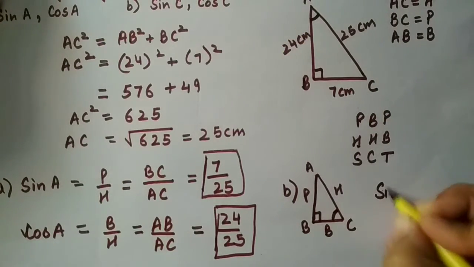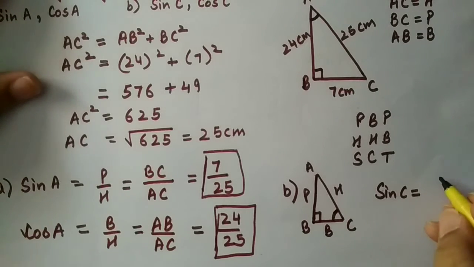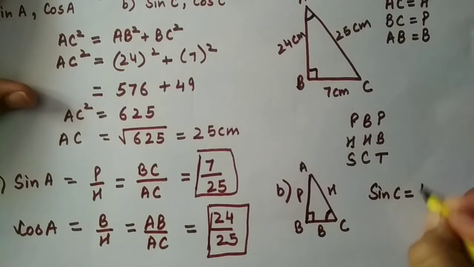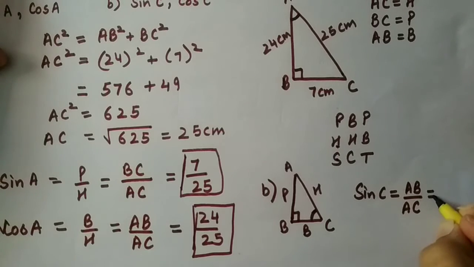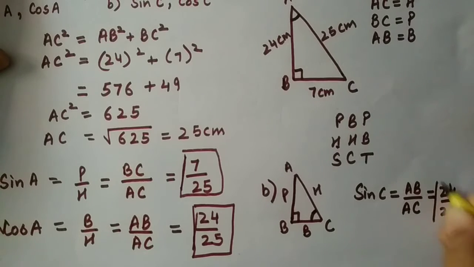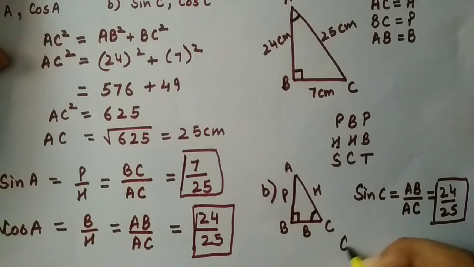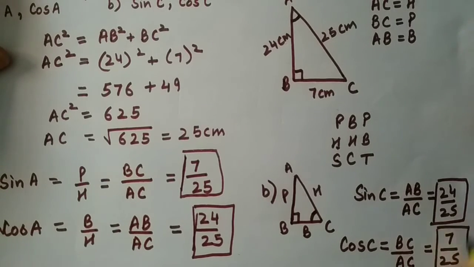So now sine C is perpendicular upon hypotenuse. Perpendicular is AB. So AB upon hypotenuse AC. Okay. So AB is given to be 24 and AC is 25. So 24 upon 25 is sine C. Cos C. Cos C is base upon hypotenuse. Base is BC. Hypotenuse is AC. So BC is 7, AC is 25, so 7 upon 25 is the value of cos C.